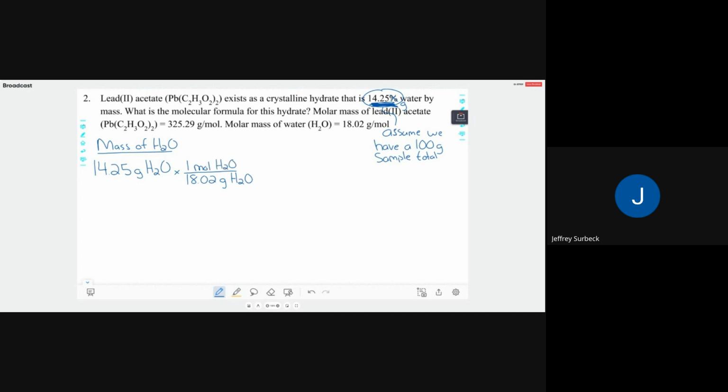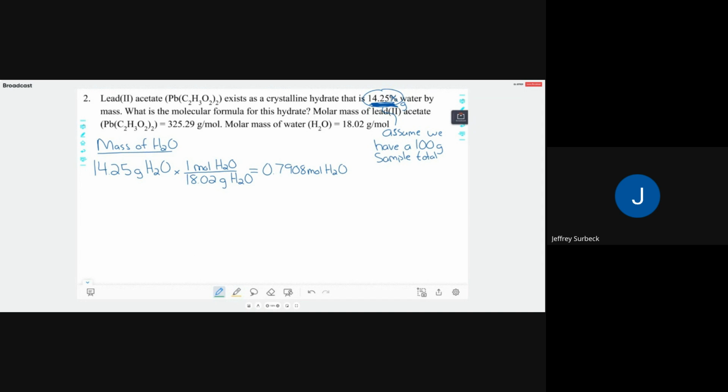What we do here is take 14.25 divided by 18.02, and I'm going to go to 4 decimals here, and I get 0.7908 moles of our H2O. All right, so we have that, which is the easy part here. And now we have to worry about our mass of our anhydrous.